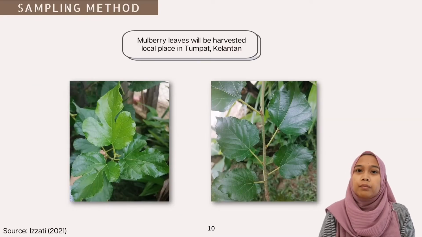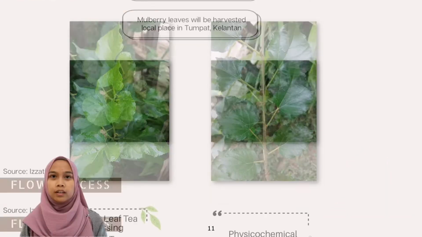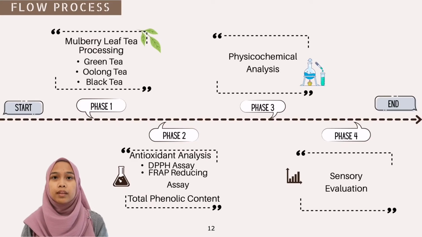Materials and method part. The young shoots of mulberry leaf will be harvested in a local place in Tumpat, Kelantan. For the flow of my research, I will start with the mulberry leaf tea processing, then continue for the antioxidant analysis for the DPPH, FRAP assay, and total phenolic content analysis, before continuing to the physicochemical analysis and proceed to the sensory evaluation process before the statistical analysis for the data obtained.